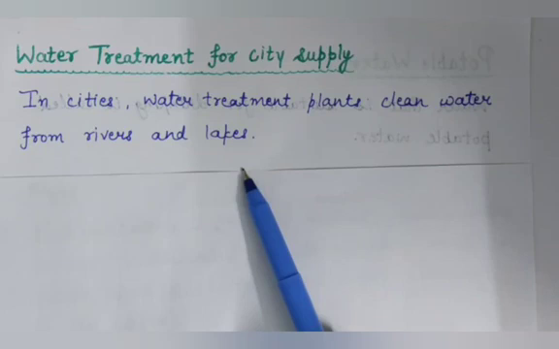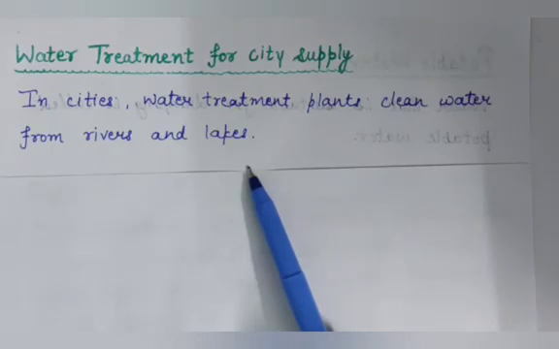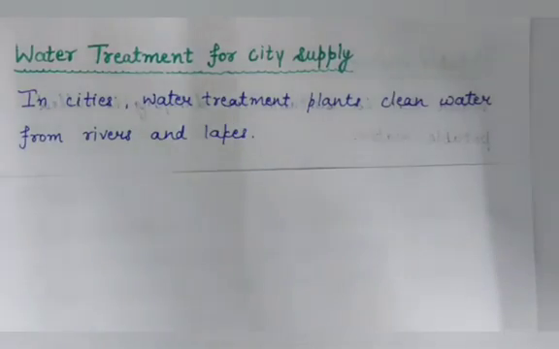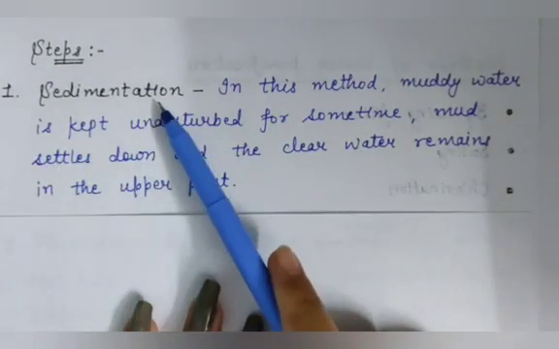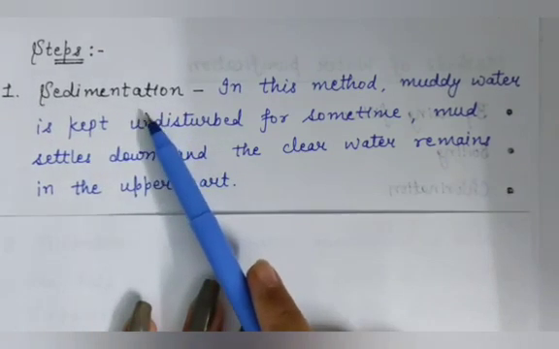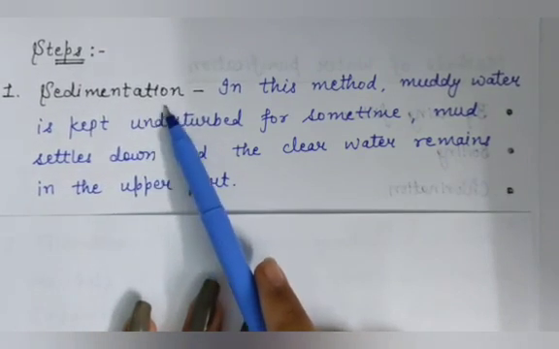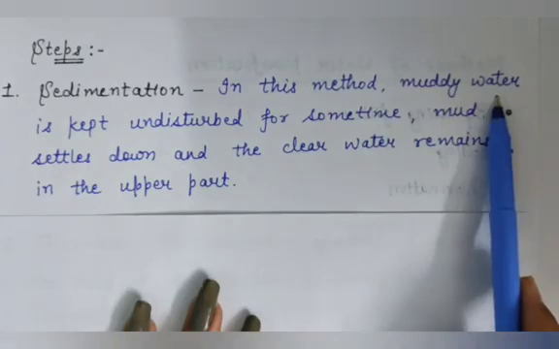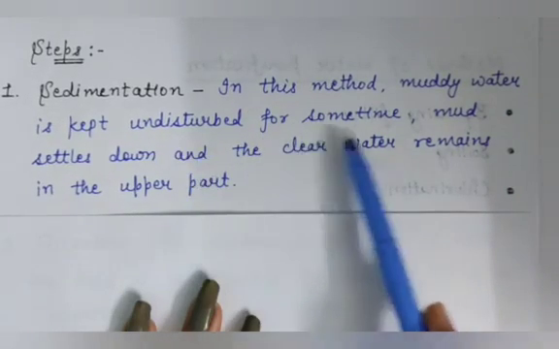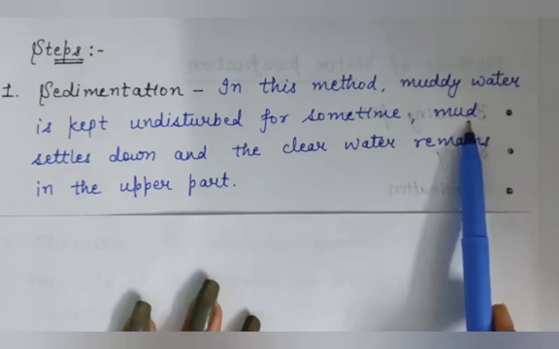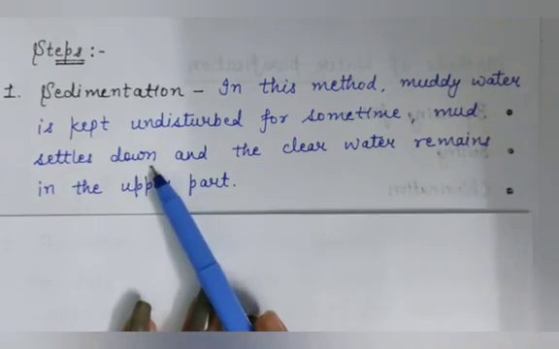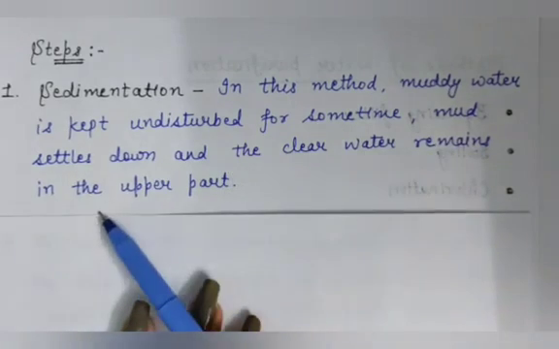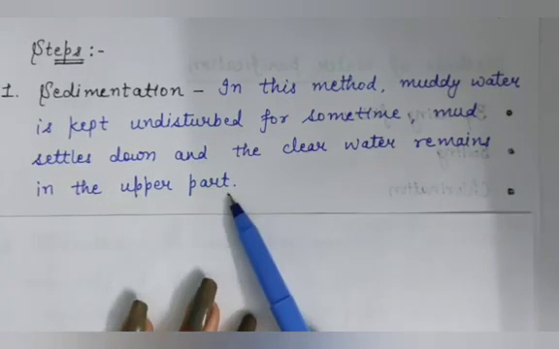Now, what are the steps which are used for water purification? The first step is sedimentation. Sedimentation is the first step used for water purification. Now what is sedimentation? In this method, muddy water is kept undisturbed for some time. Mud, meaning sand, settles down and the clear water remains in the upper part. What does it mean?